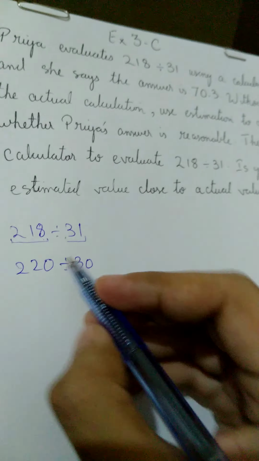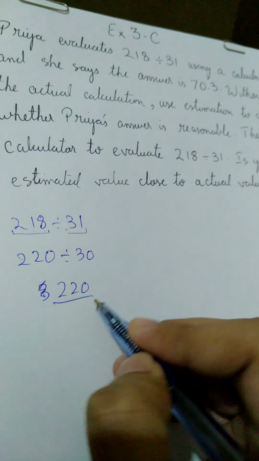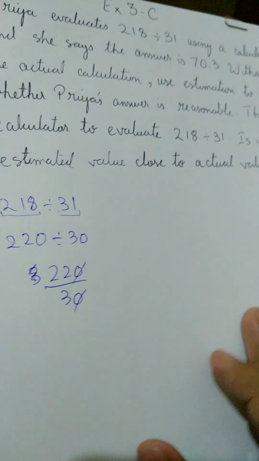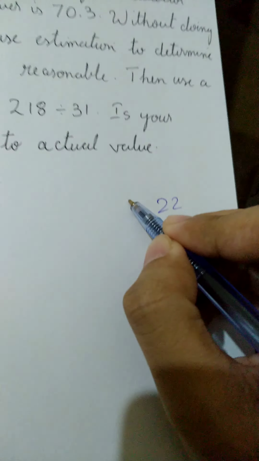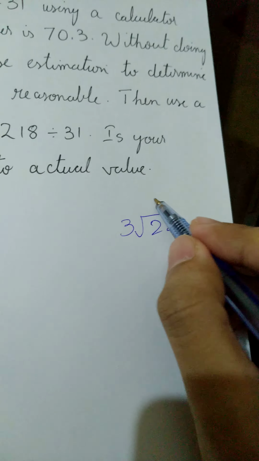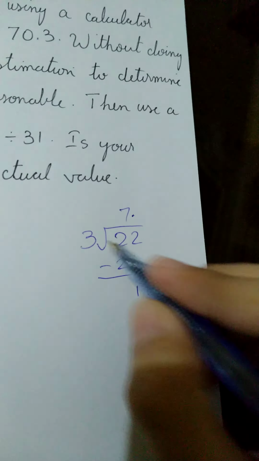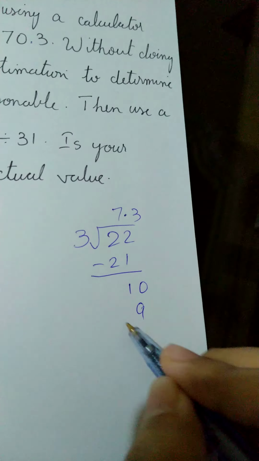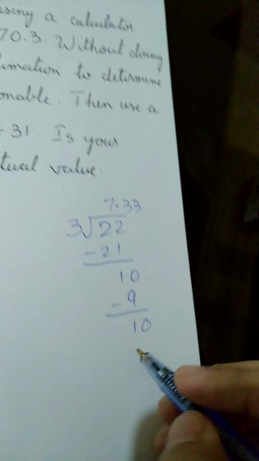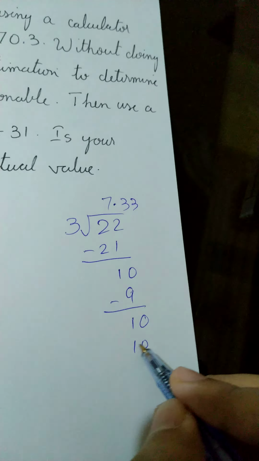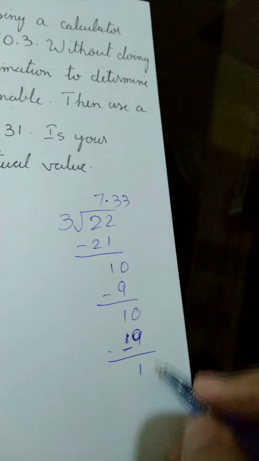So 220 divided by 30, I have to divide this value. I can write this as 220 divided by 30 like this. 0 and 0 cancel. Now I have to find the answer for this. We can use long division. 22, and here we have 3. It's very easy. 3 times 7 is 21. 1 is left. Then 3 times 3 is 9. 1 is left. The point is here, so we can put a 0. 3 times 3 is 9, and again 1 is left. We'll put the 1 and so on.